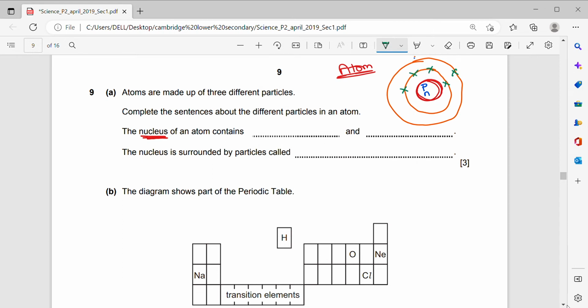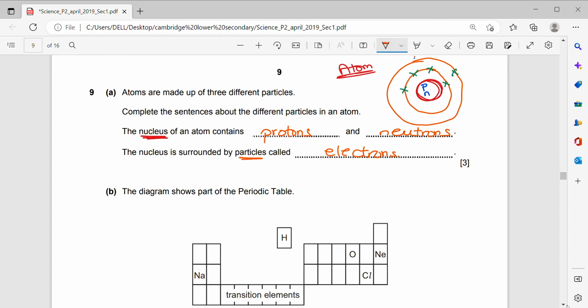طيب. What's the answer for this question? A nucleus contains what? Contains protons and neutrons. The nucleus is surrounded by particles called electrons.